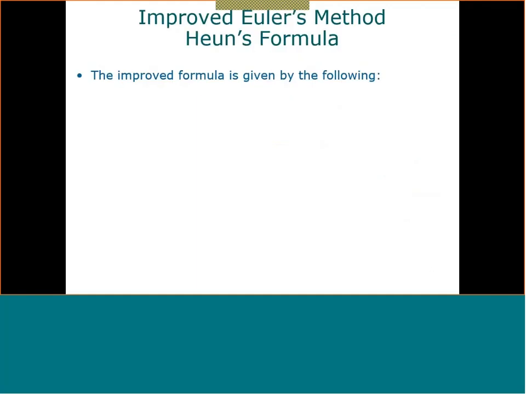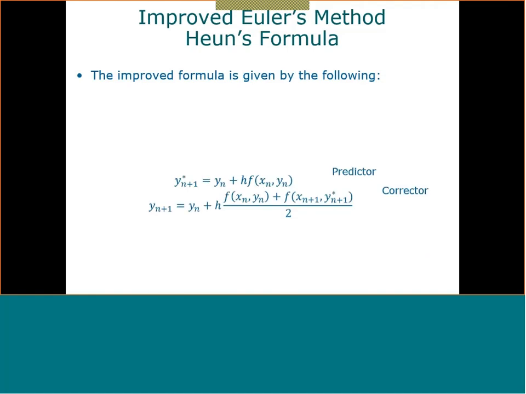Okay, now the second method that I'd like to talk to you about is the modified Euler method, which is called Heun's formula. In the literature, sometimes they call it improved Euler, or sometimes they use Heun's formula. So what is this formula? How is it done? This one we will use more than one value. So let's see the formula here.